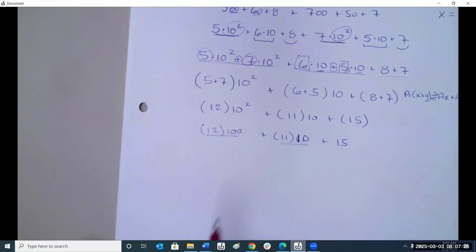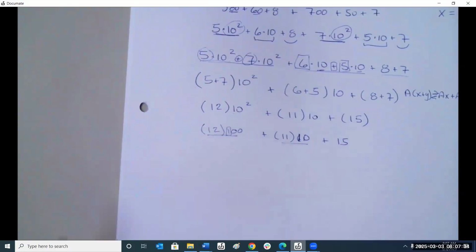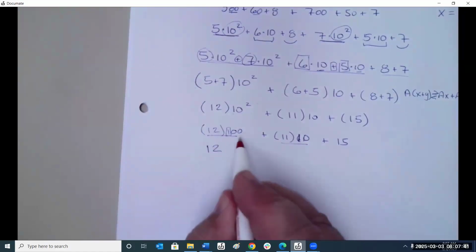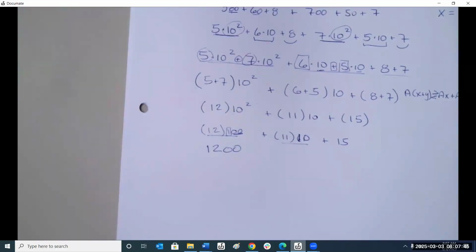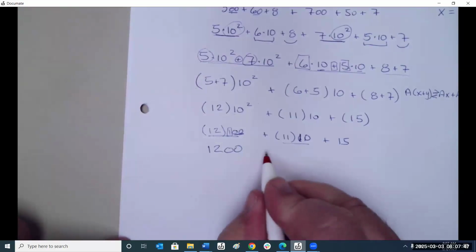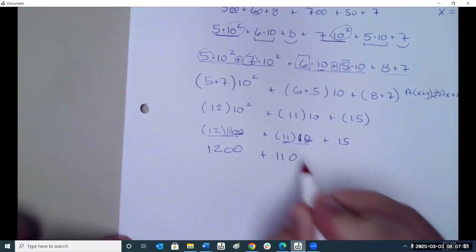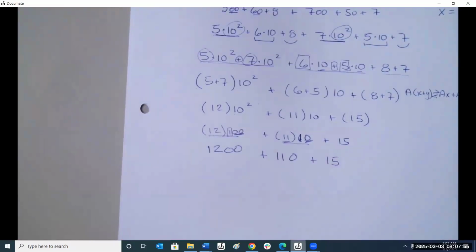The reason we do this is because when you multiply by tens, it's super easy. Because there's a 1 right there, and 1 times anything is what? Itself. So this is 12, and you put 2 zeros behind it. The next one is 11 with 1 zero behind it. And then 15.